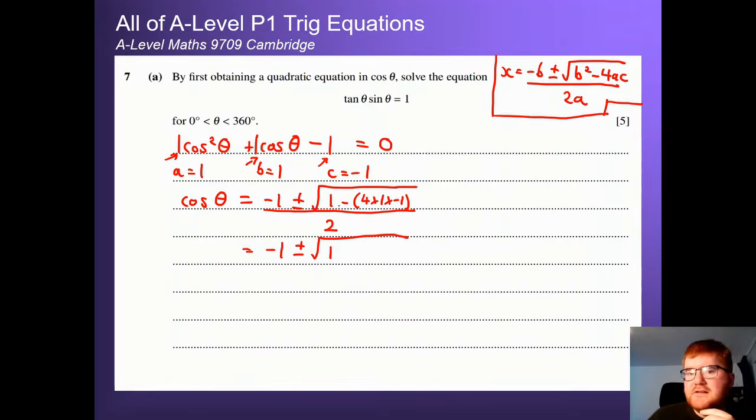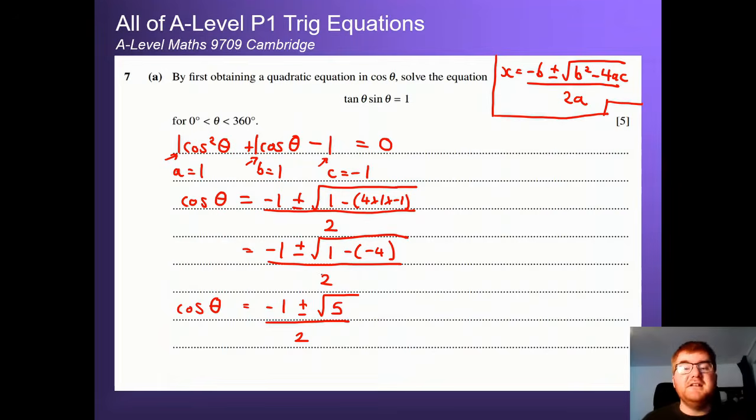Now let's have a look at this. So we have 4 times 1 times minus 1. That's minus 4. Then just taking my time going through this, and that simplifies down to minus 1 plus minus the square root of 5 over 2. So notice with quadratics, we always get two solutions, a positive and a negative. So let's look at these in turn.